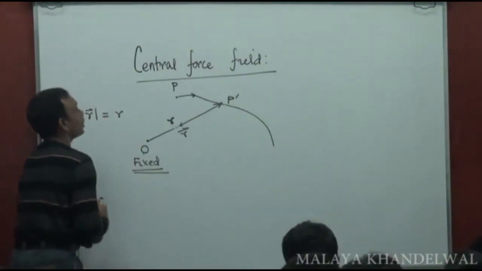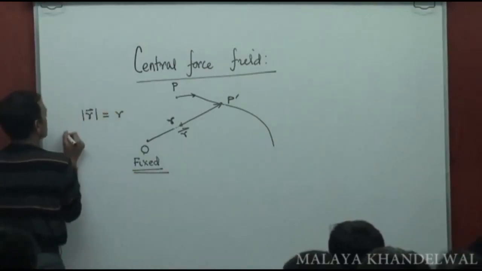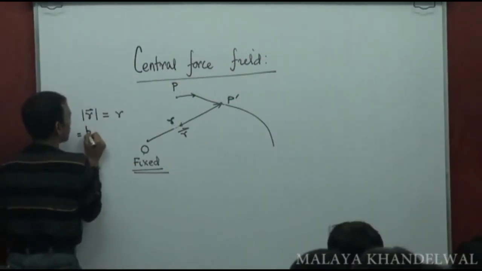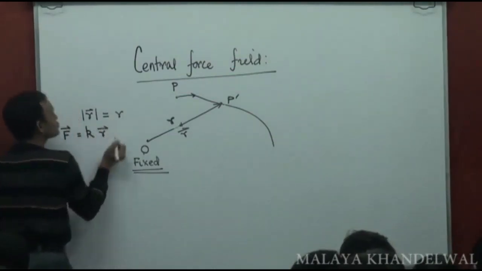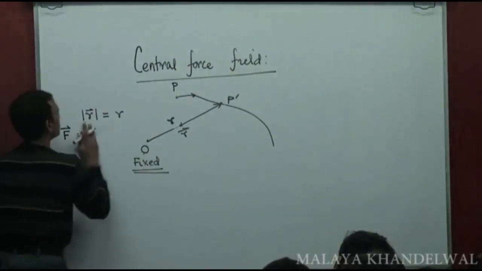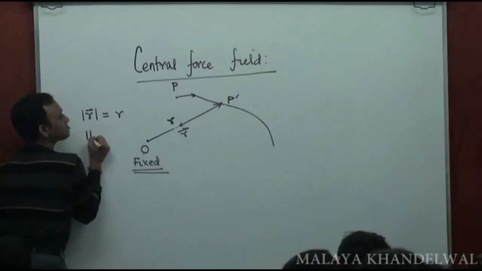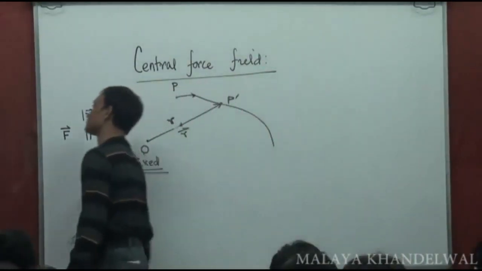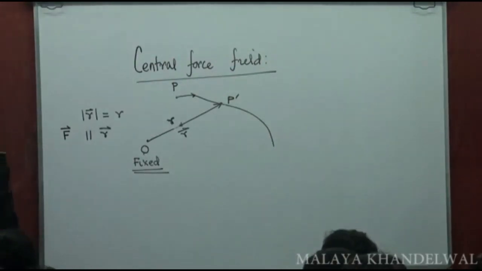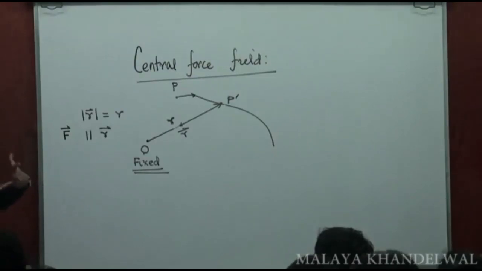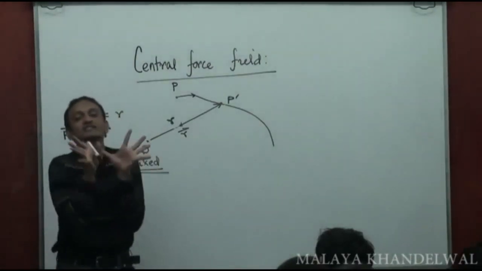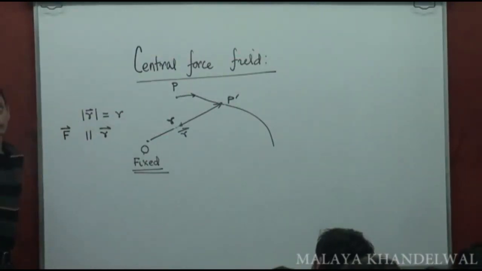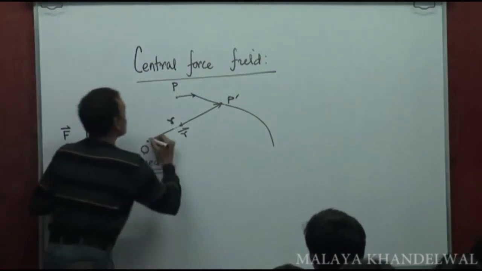Now, if the force acting on the particle is always along R, in general, what I would say is the force is parallel to the vector R. If the force acting on the particle is always parallel to the vector R, then we say that the particle is subject to a central force field, where this fixed point O is referred to as the center of the force field. You know what I'm saying? So that's a central force field.